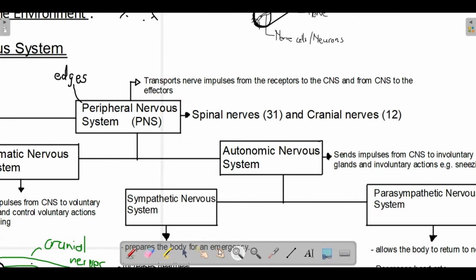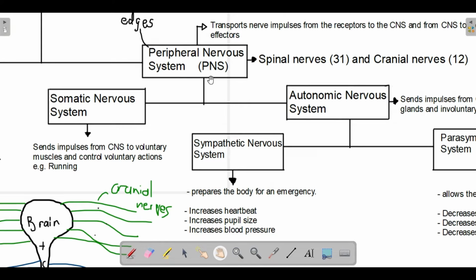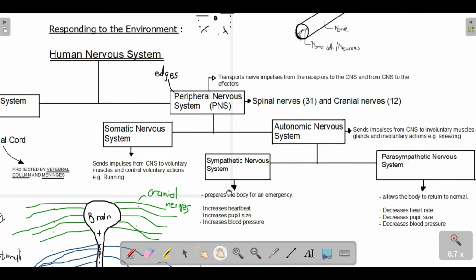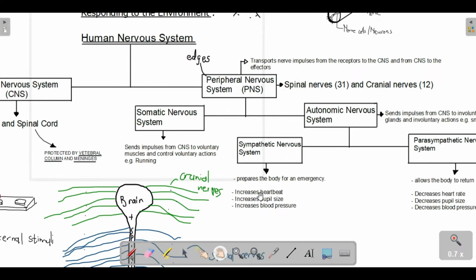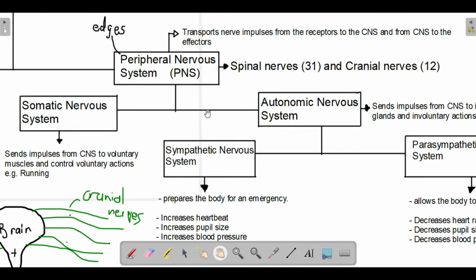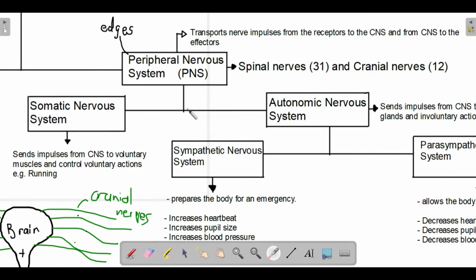Now, the function of the peripheral nervous system is that it transports nerve impulses from the receptors to the central nervous system, and from the central nervous system to the effectors. And again, we shall explain that later on in the video. Now, the peripheral nervous system is further divided. Unlike the central nervous system, it has other systems that are its subsystems, I guess. So you have to know that the peripheral nervous system is divided further into the somatic nervous system and the autonomic nervous system, right?